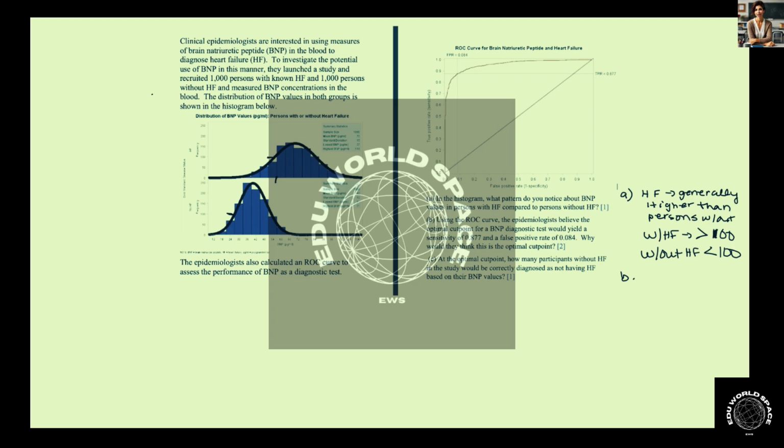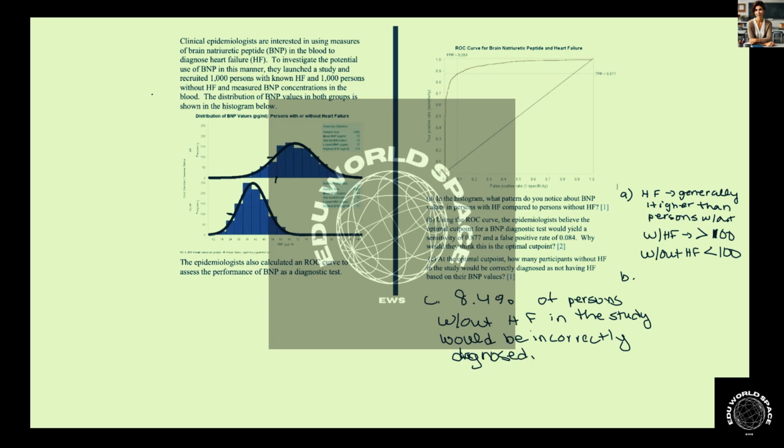C, at the optimal cut point, the false positive rate is 0.084, which means that 8.4% of persons without HF in the study would be incorrectly diagnosed as having HF based on their BNP values.